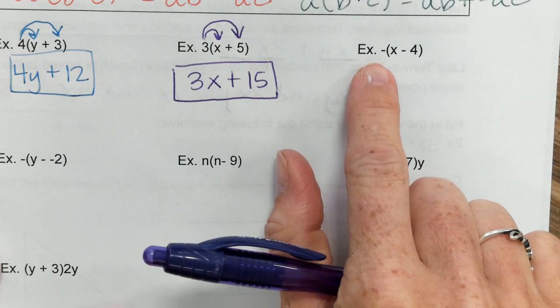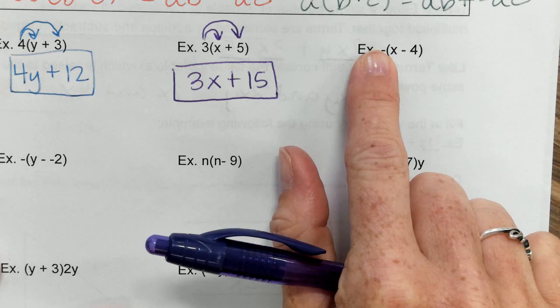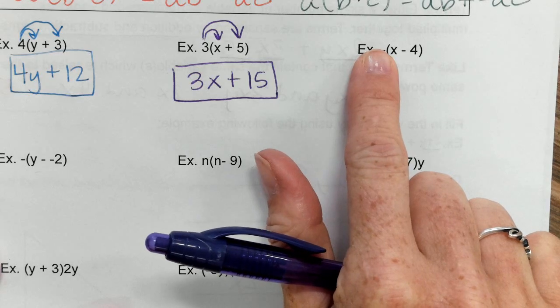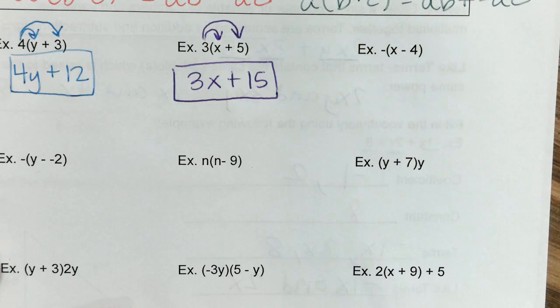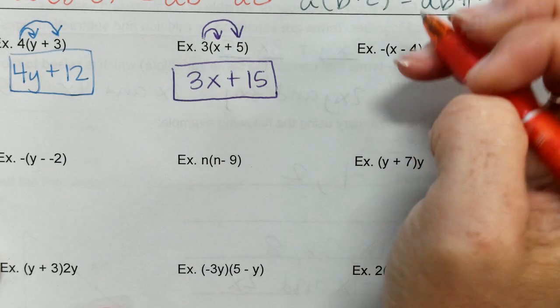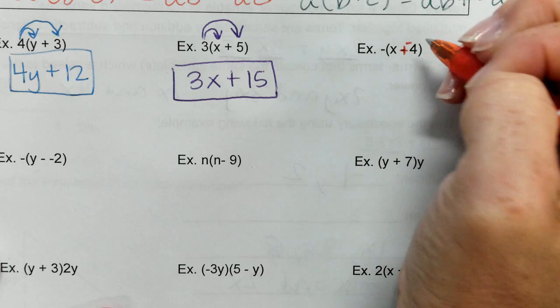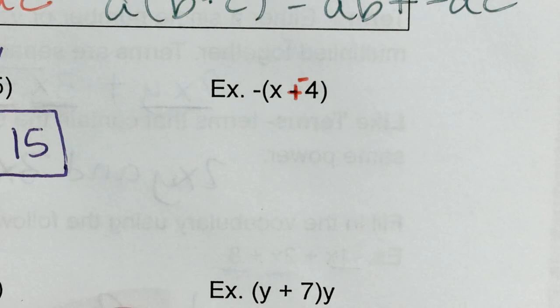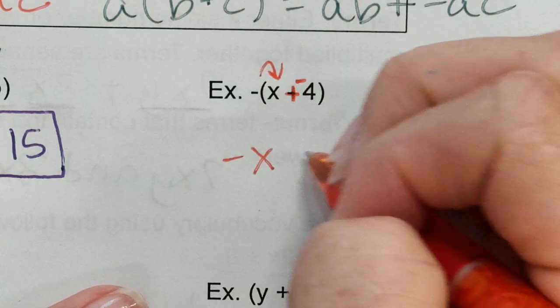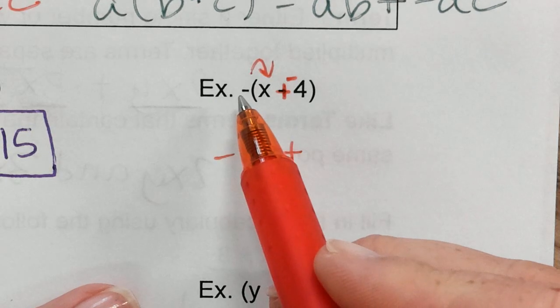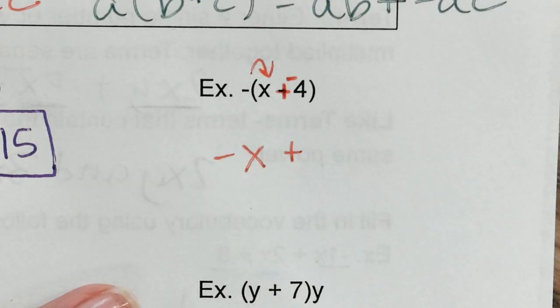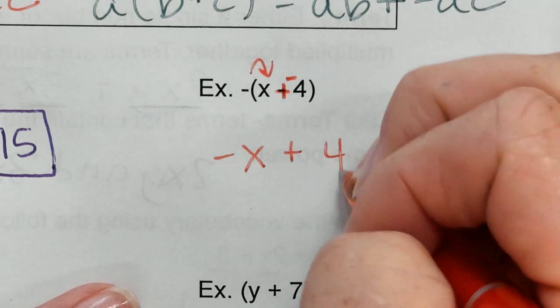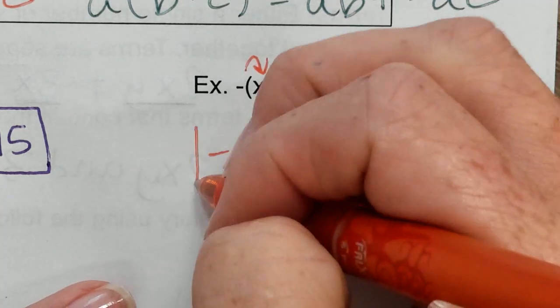Okay. This one. What am I distributing? The negative sign. Okay? What am I teaching you to do before you distribute? Change. So I am going to distribute the negative to the x. So what's it going to become? Negative x. Plus, I am going to distribute the negative to the negative 4. So it becomes positive 4. It becomes the opposite of what it was. And I'm done.